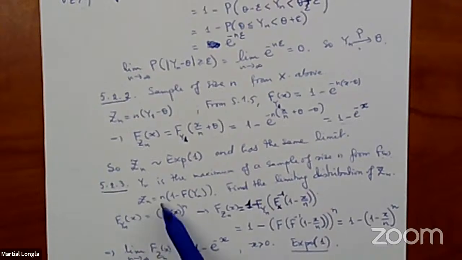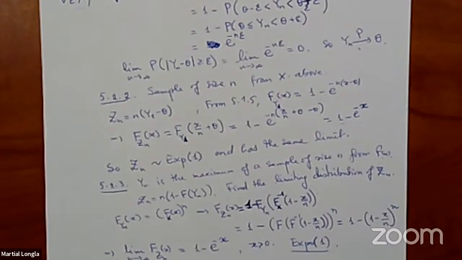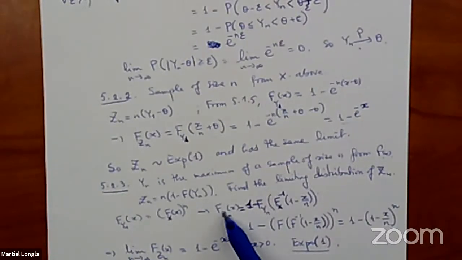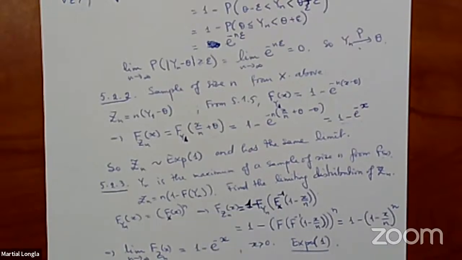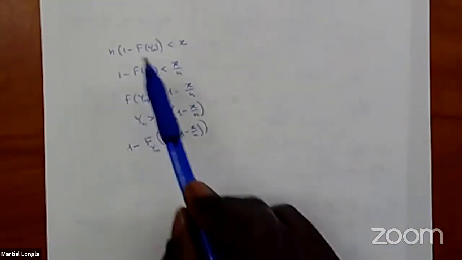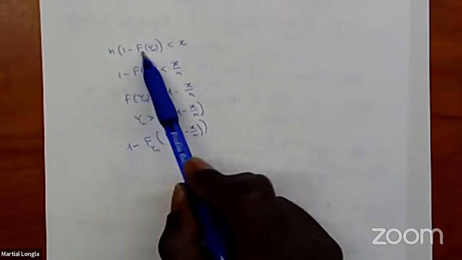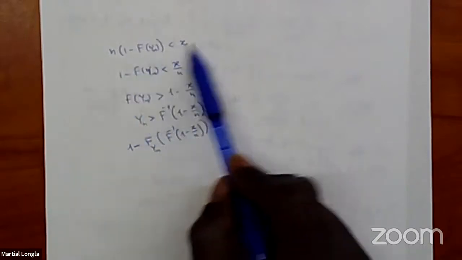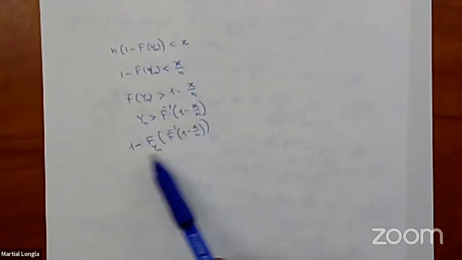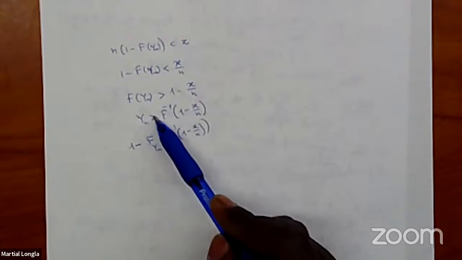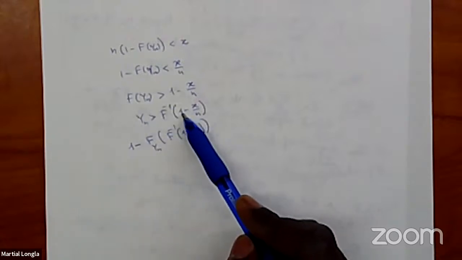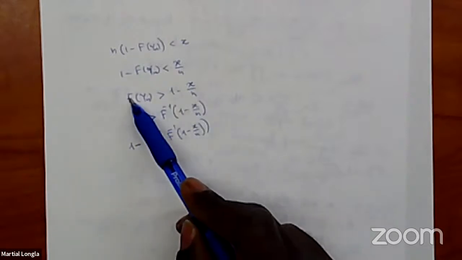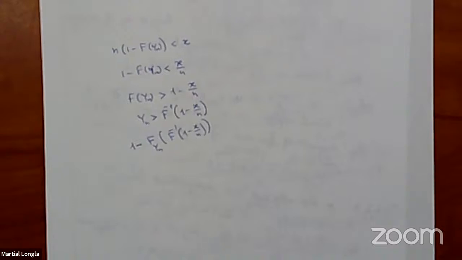Again, the distribution of the maximum is capital F of x raised to the power n. F of Zn, how do I find F of Zn? I took the paper on the side, just write that for those who do not understand why I wrote that. So that's Zn, the probability that Zn is less than x, that's it. You just write that down and then you solve for Yn. You find that Yn is larger than F inverse of 1 minus x over n, because you got capital F of Yn larger than 1 minus x over n.